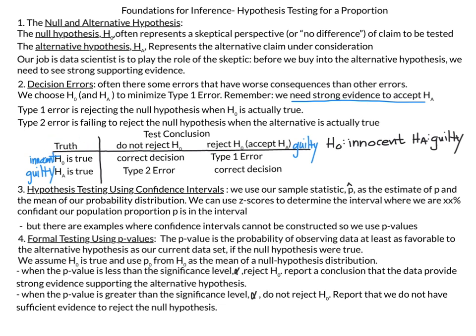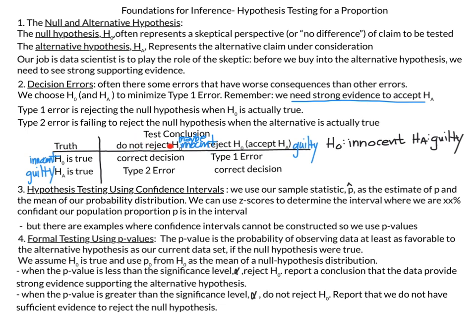Here, the truth is whether or not the person is innocent or guilty. If H naught is true, that means they're innocent. If HA is true, that means they're guilty. Over here, you notice I don't say we accept H naught that they're innocent. It's not that we totally know that they're innocent, but we don't reject it. In other words, we think they might be innocent. I tried to write that in here. Now, this matrix tells us whether or not we've made an error.